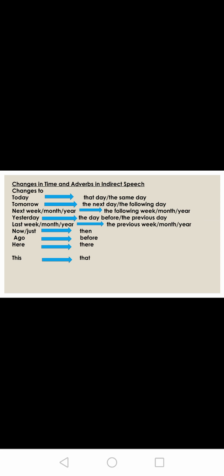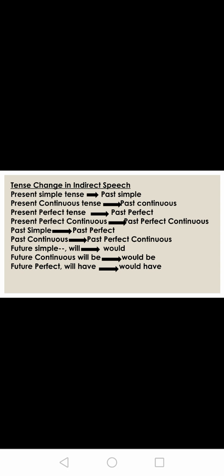Now or just will change into then. Ago becomes before. Here becomes there. This becomes that. So these are the changes. Is, am become was; are become were; has, have become had; can, can't become could, couldn't; will, won't become would, wouldn't. Now the tense also changes. So let's see the changes in tense.